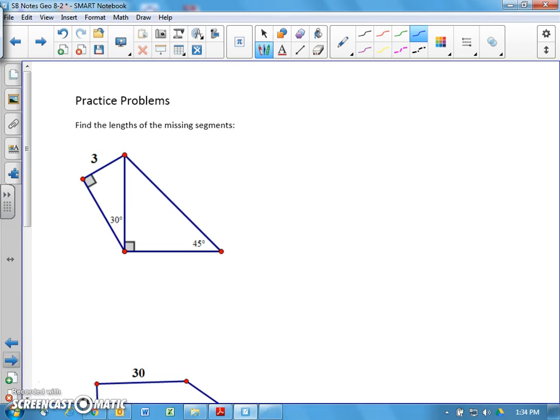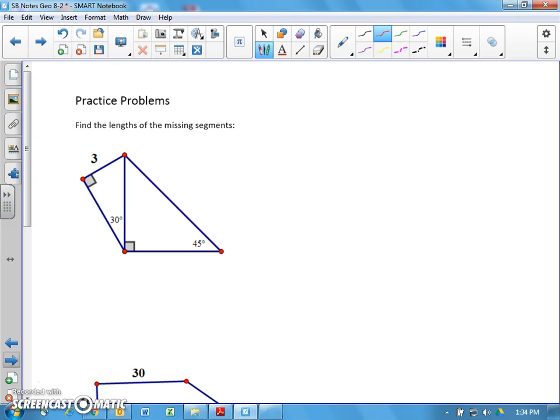Let's go ahead and turn to the next page, and you've got some practice problems. I want you to try to do these on your own. Turn off the video, and go through this first example. This is a fairly straightforward example, except for the fact that you've got 2 triangles. You're going to need to work through each one.